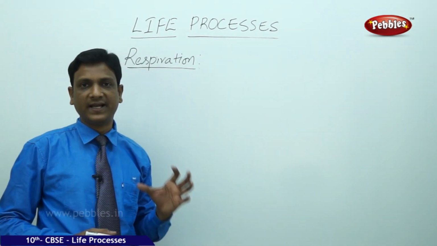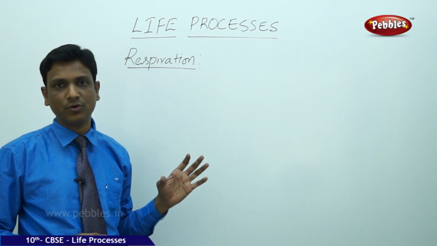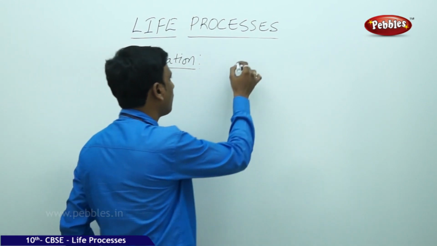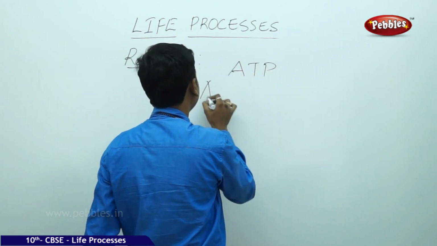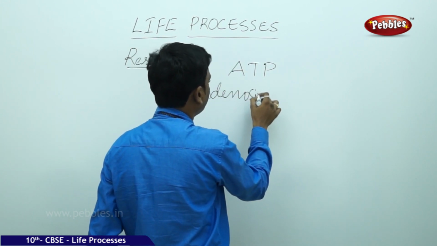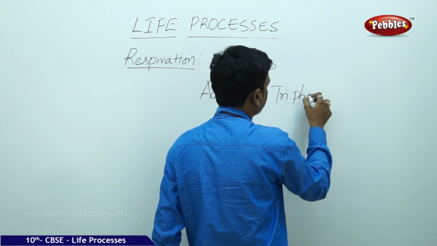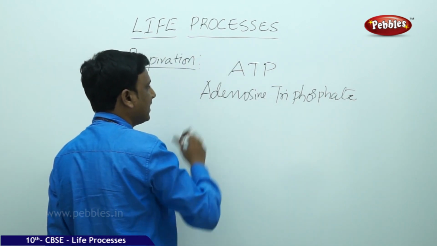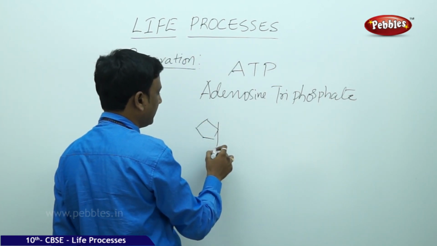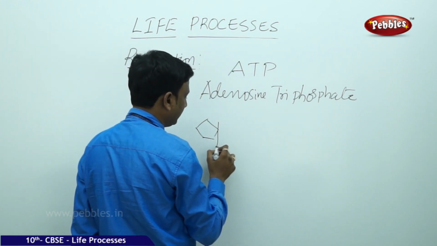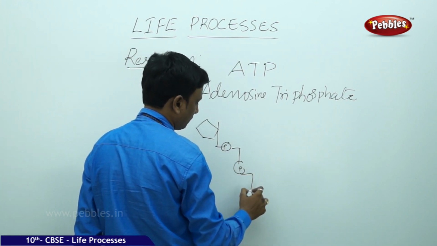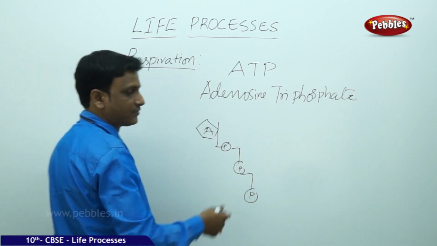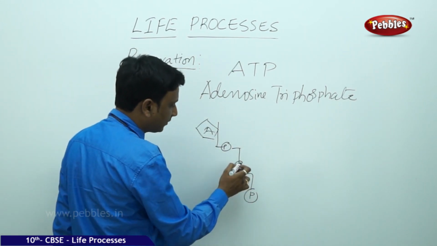So we have seen how the energy is released from molecules like glucose in the process of cellular respiration. Energy is released in the form of a molecule called ATP. So what is this ATP? Adenosine triphosphate. Its name itself indicates that there are 3 phosphates in this adenosine. Say this is adenosine. It has got 3 phosphates. So adenosine triphosphate is the molecule which has got the energy packed in it.